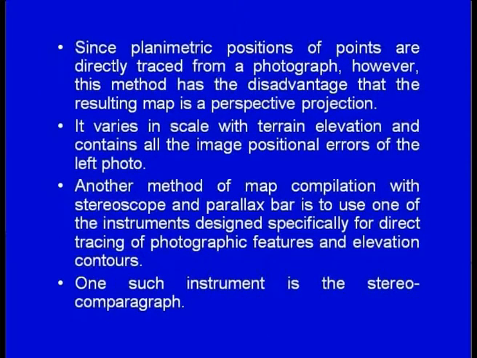Since planimetric positions of the points are directly traced from a photograph, however, this method has a disadvantage, that is, the resulting map is a perspective projection. It varies in scale with terrain elevation and contains all the image positional errors of the left photograph. Another method of map compilation with stereoscope and parallax bar is to use one of the instruments designed specifically for direct tracing of photographic features and elevation contours. One such instrument is the stereo comparagraph.